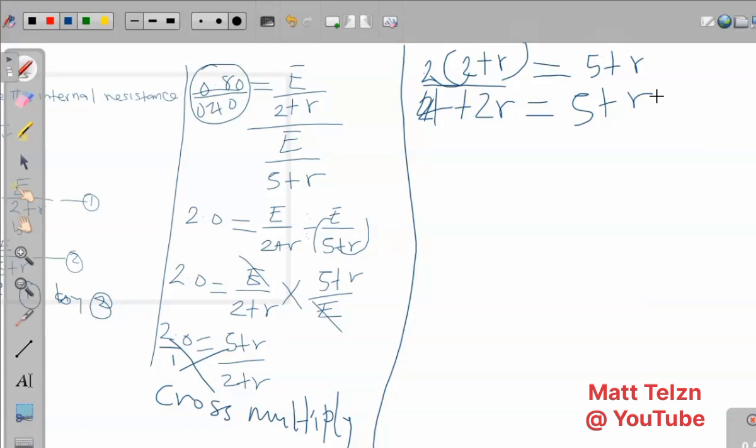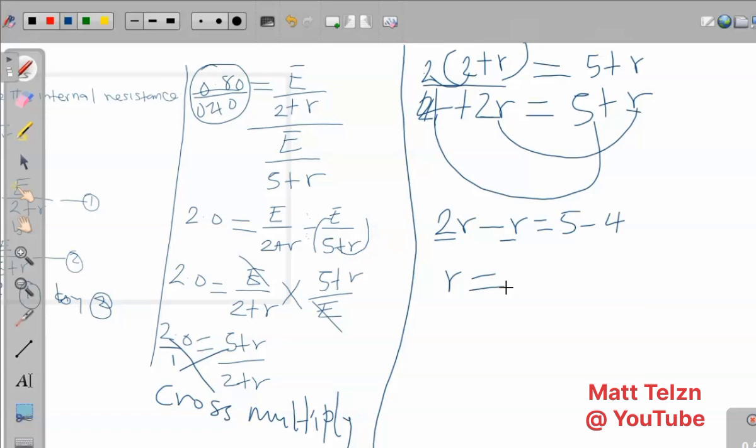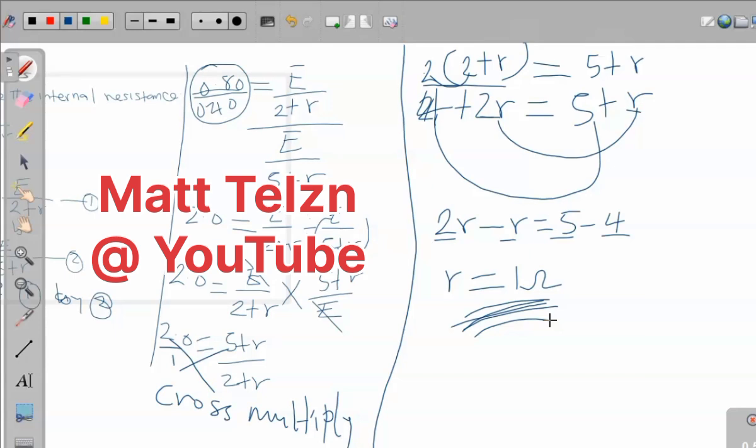So we collect like terms now. I have 2r here and I have r here, so I'll bring r to this side, which is going to turn to minus. I'll carry 4 to this side, will also turn to minus. So I'm going to have 2r minus r equal to 5 minus 4. So 2r minus r is equal to r. Then 5 minus 4 is equal to 1 ohm. So this is our internal resistance of the cell. Okay, thank you.